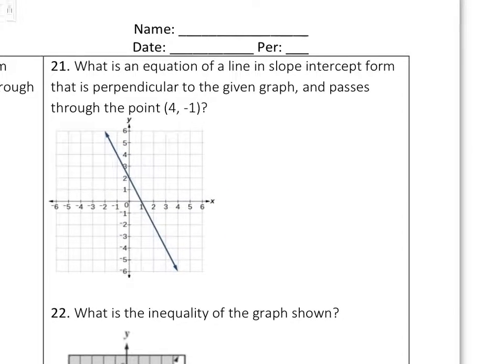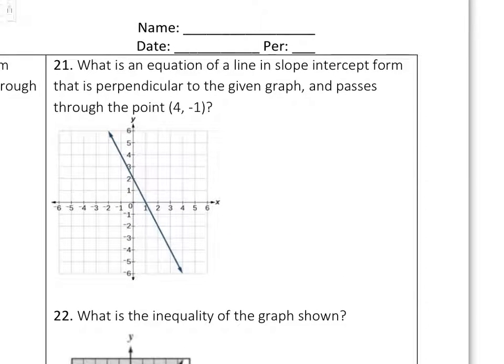Here we go. What is an equation of a line in slope-intercept form that is perpendicular to the given graph and passes through the point (4, -1)? A couple things here we need to figure out. Slope-intercept form, we should know by now, is y = mx + b. Let's go ahead and remind ourselves: y = mx + b. Then what we need to figure out?